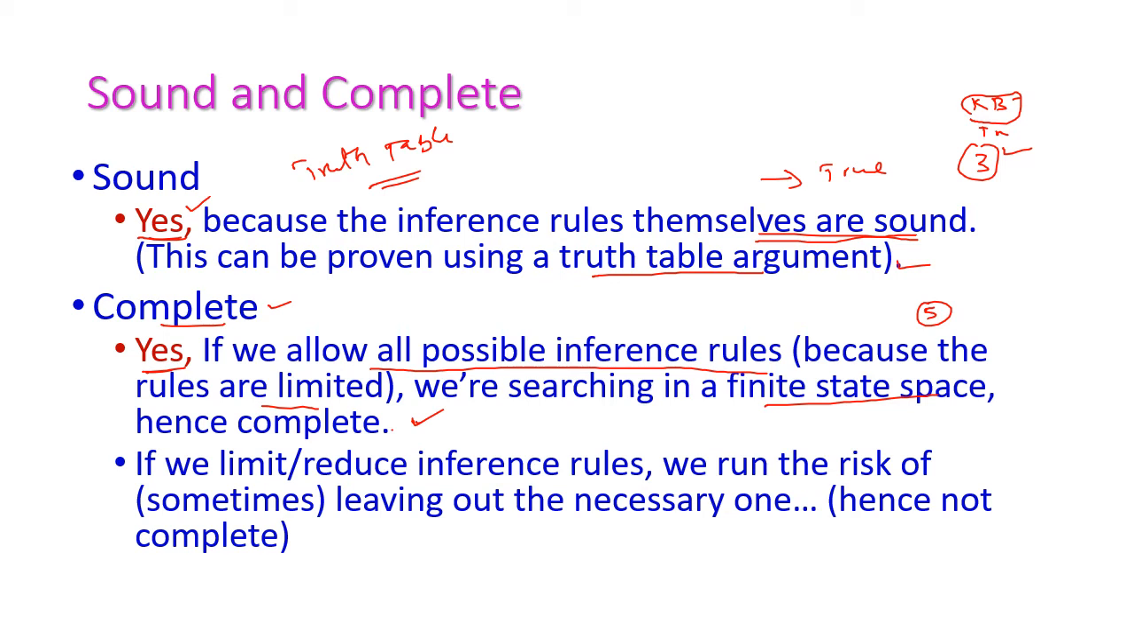In some other situations, if we limit or reduce the inference rules, then we run the risk of leaving out some necessary, important rule. Hence, in those situations, it may not be complete. But mostly, this particular one is complete. The knowledge base of the Wumpus world in our example is sound and complete.